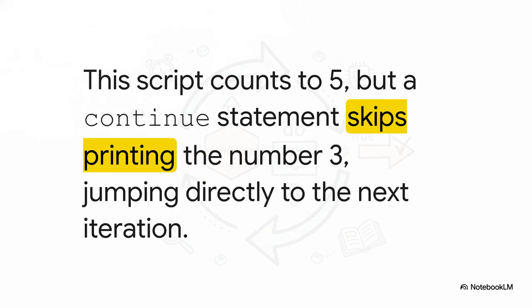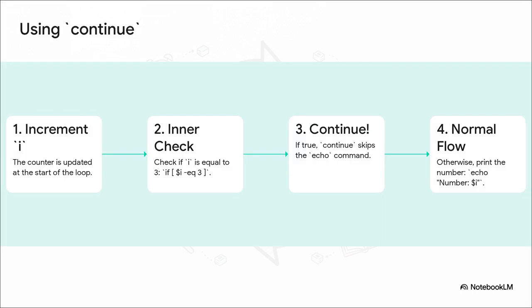This script is supposed to count up to 5, but check out the output. Something's missing, right? It prints 1, then 2, and then jumps right over 3, straight to 4. That's not a mistake. That's the continue statement telling our script to skip that specific iteration. So how'd that happen? You guessed it.